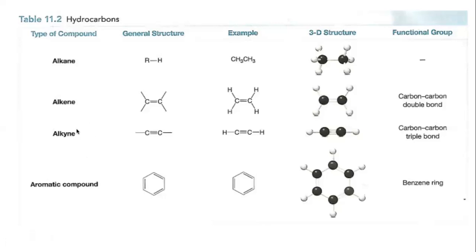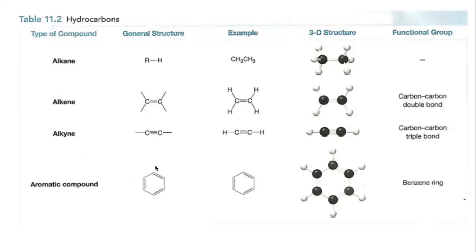The alkyne group, again, is just adding a triple bond here. And you can see now that instead of 2 hydrogens bound to the carbon, because we have 3 bonds here, we have just 1 hydrogen on each side. And then this is what an aromatic compound looks like.